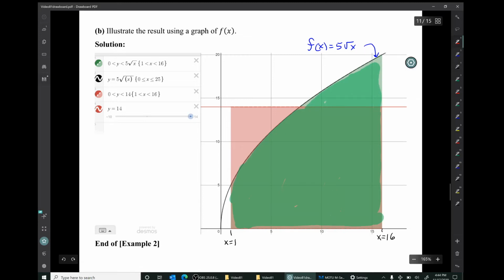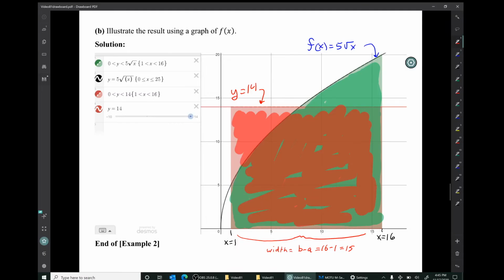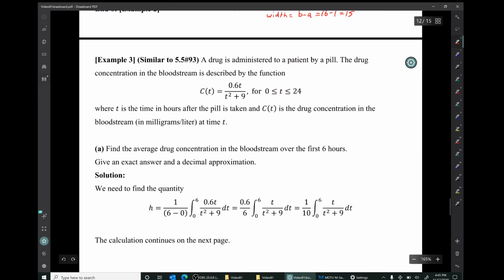I've also graphed on the same axis the horizontal line y equals 14. And you can see there the red shaded rectangle that sits on the same interval. The width of that rectangle is 15, and the height of that rectangle is the number h that we found, h equals 14. So the area of that red shaded rectangle is the same as the area of that green shaded curvy region. Let's go on.